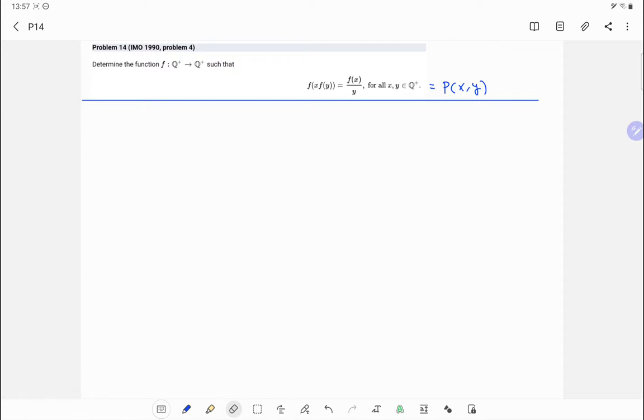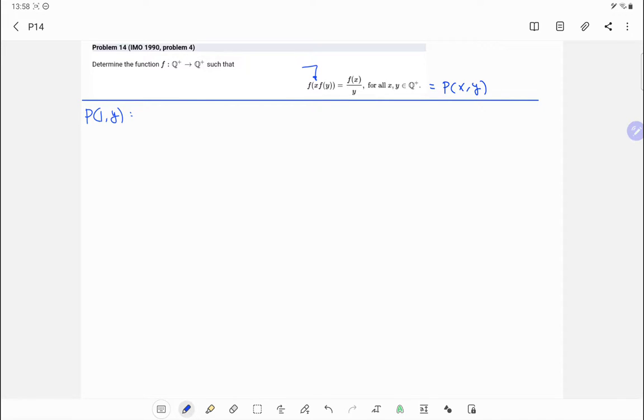Usually we'll be required to find all functions satisfying the given functional equation, but here we only need to determine one function that satisfies it, and you'll see why soon. So let's try to pick some values to see whether we can simplify the given functional equation. Let's try to pick x to be 1, then the left hand side could be somehow simplified. So let's pick P(1, y).